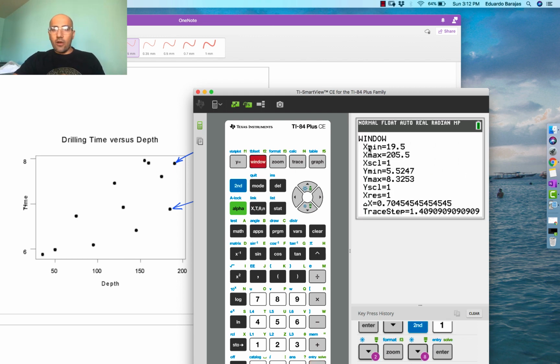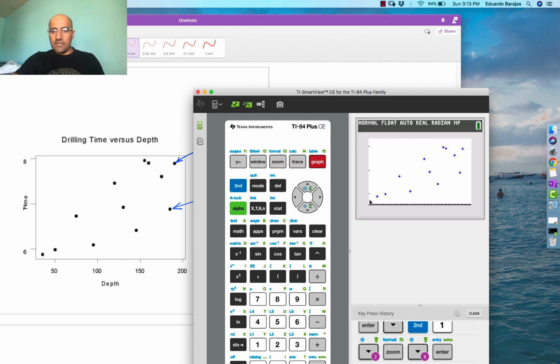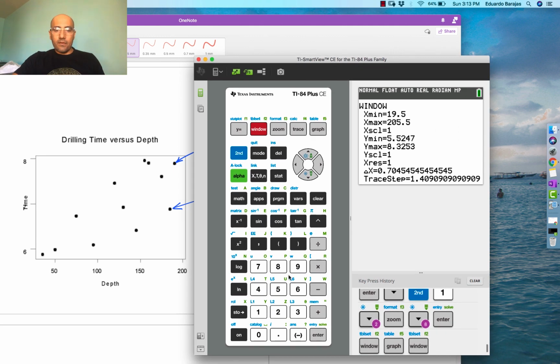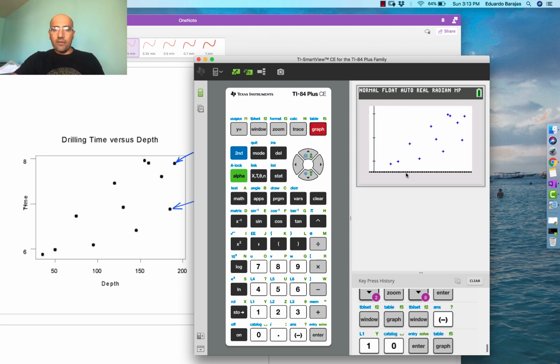And now we want to change our x minimum and x maximum. So the fact that it says 19.5 and 205 in the x min and x max means that 19.5 is this value right here. It's not 0. Okay, and then 205 is over there. So if we wanted to include the 0, we want to put x minimum at either 0 or even better, a little bit below that so that we can see that vertical line. So let's go to window, and then instead of negative 19.5, why don't we make it negative 10. Enter, and then graph. And now we go.